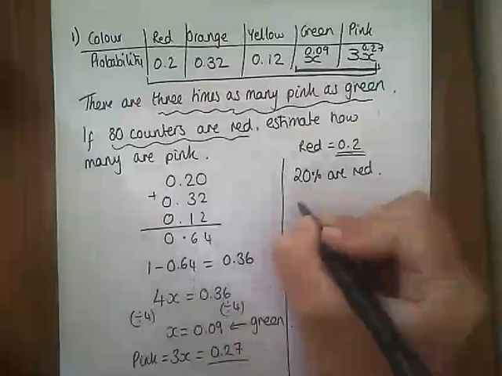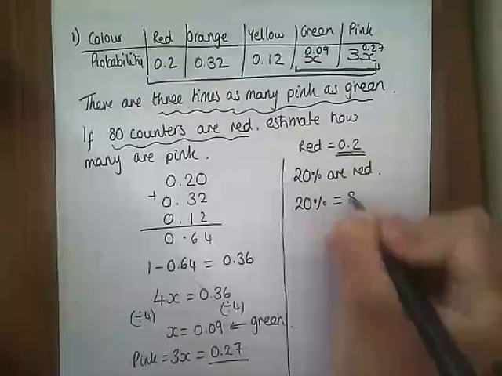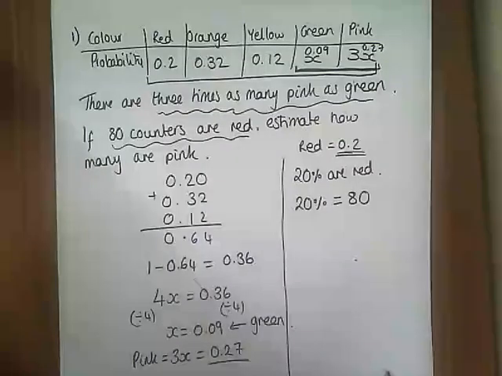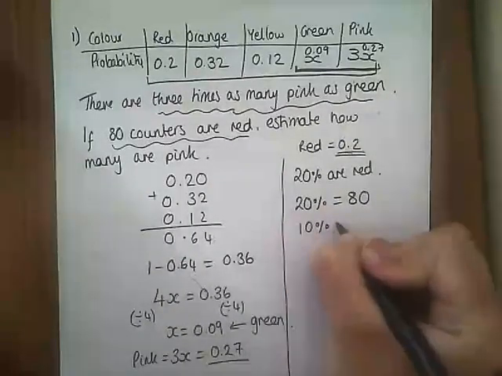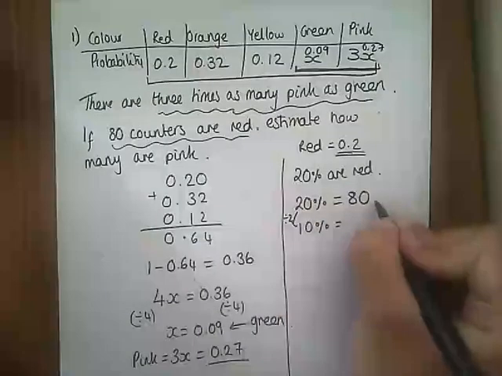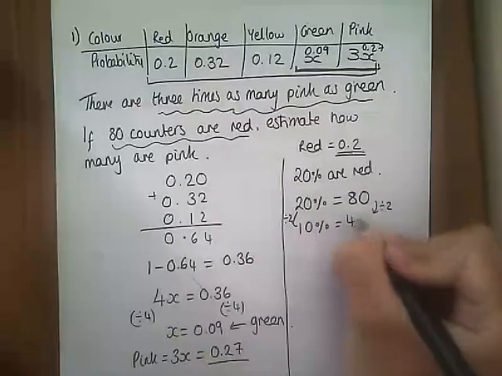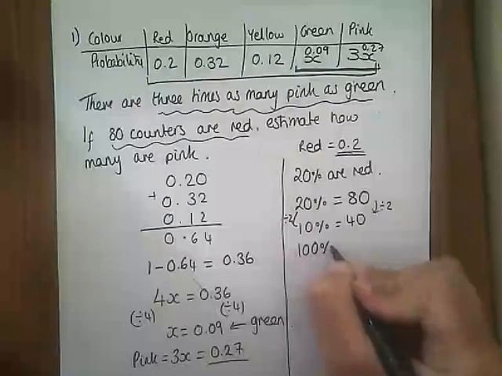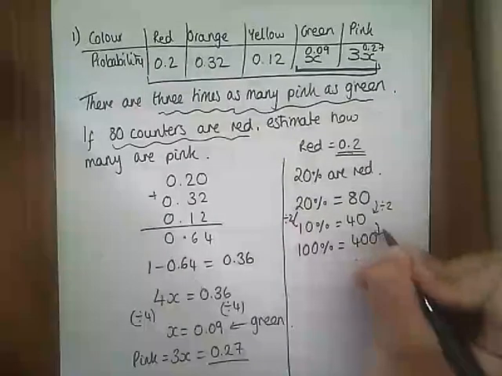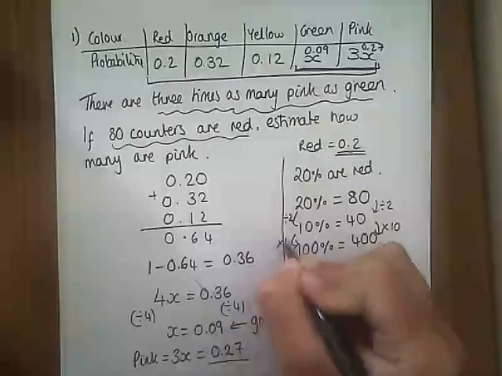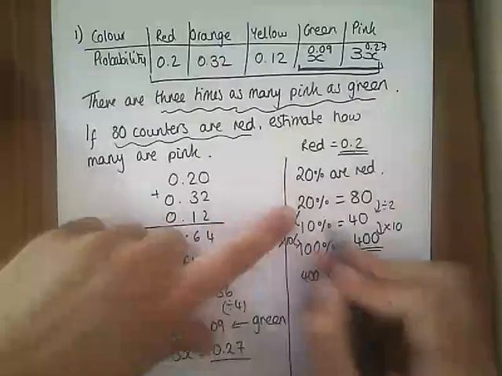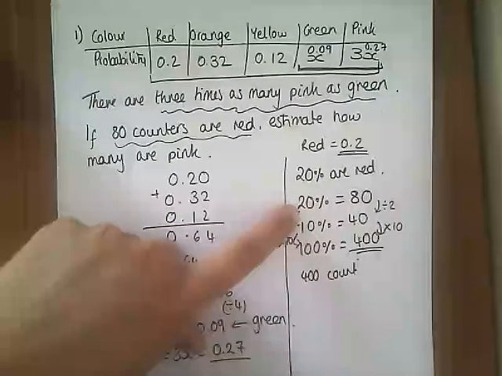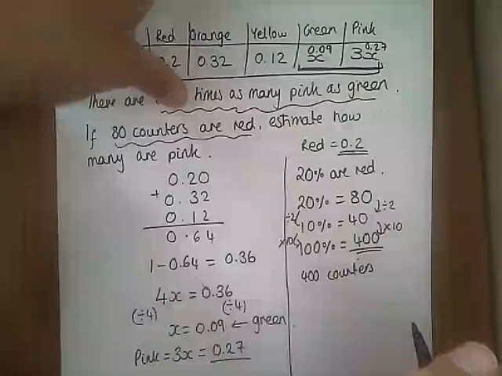So 20% are red. So 80 counters is worth 20%. Well, we want to know how many counters there are in total, so we want to know how many 100% are. Okay, so you might want to just go like this. I think this is quite natural for lots of you to do, so I'm just going to do it like this. If you divide that by 2, that gives you 10%. So timesing the 10% by 10 gives us 100%. Is 400, so there are 400 counters in total. Now if you just want to times this by 5, because 20 goes into 100 5 times, that's fine. I just did it like that because I think that might be slightly more intuitive for some people.